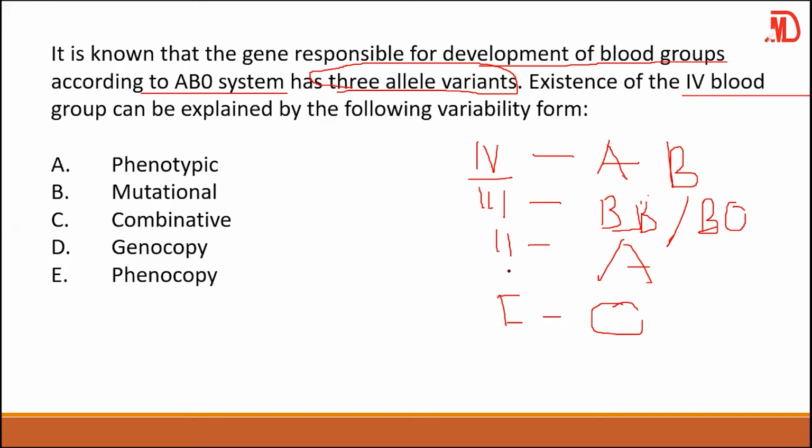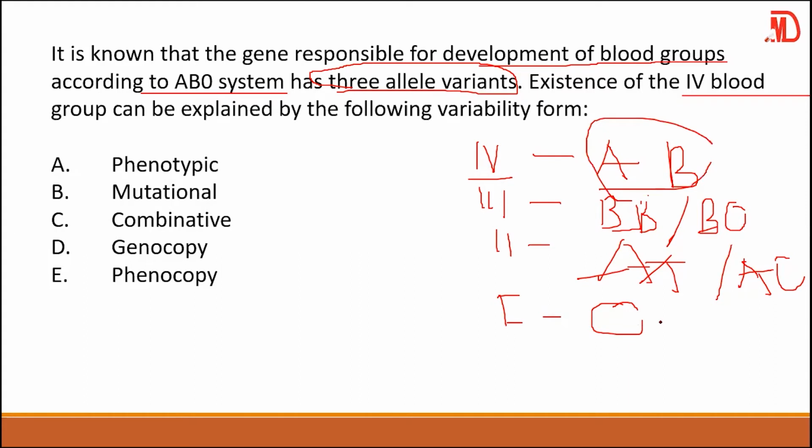In blood group II, that is blood group A, it also has AA or AO. But again, O is a recessive gene, so it doesn't express itself. That's why over here is also not a combinative. But this is a combinative.